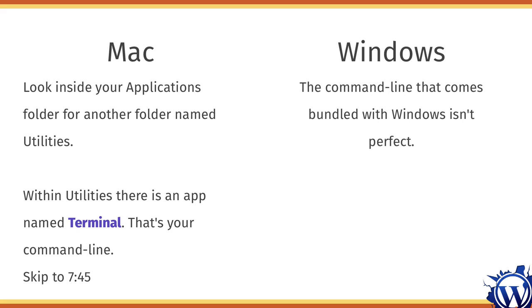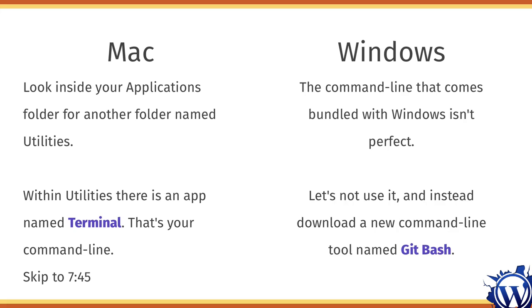The command line that comes bundled with Windows is not perfectly suited for web development. So I recommend not using it and instead downloading another command line tool named Git Bash. It's free, it's lightweight, and it has every feature that we could wish for. So you might be wondering, how do I download and install Git Bash?